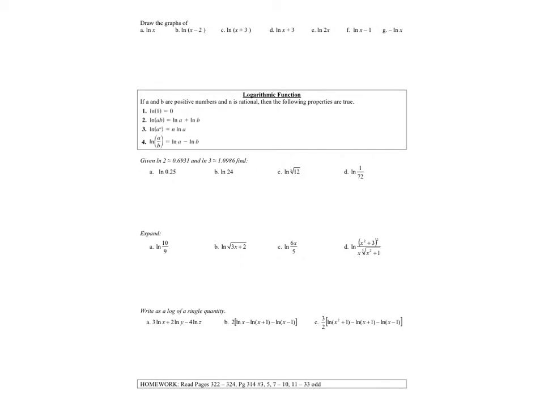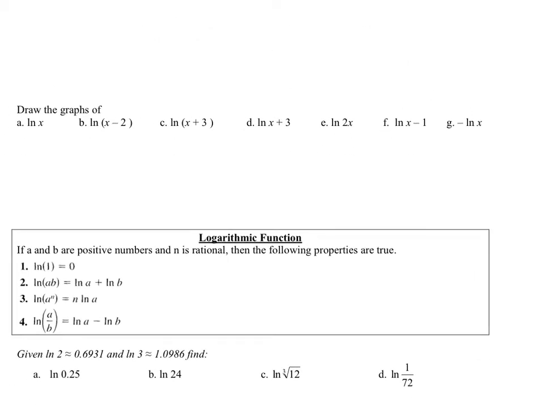Okay, so we already saw the function of ln of x. What happens when we do ln of x minus 2? It's 2 to the right. Okay, so it's shifted to the right 2. ln of x plus 3: it's gone to the left 3. Okay, how about ln of x, plus 3? Up 3. That's up 3. Okay.